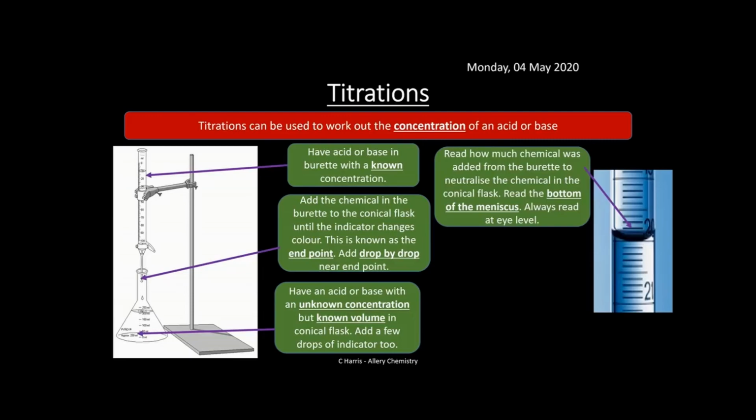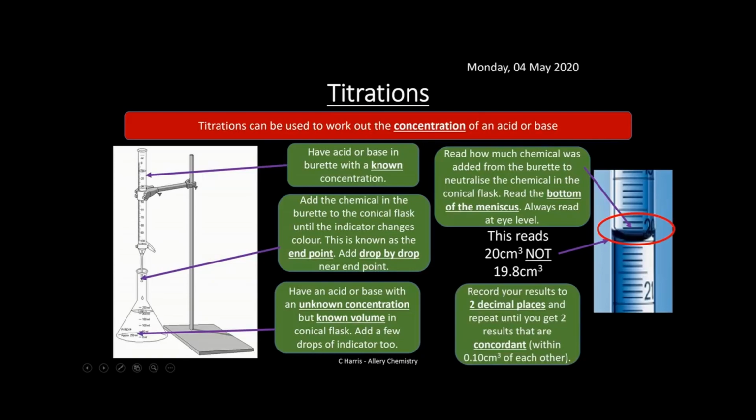And we always read from the bottom of the meniscus. So you always read at eye level. So here's a diagram. You can see that we have a meniscus here, which looks like a semicircle. You've got a top layer and you've got a semicircle underneath. So you always read at the bottom of that meniscus. So you can see here, this is reading 20 centimeters cubed, not 19.8. Okay, so that's really, really important.